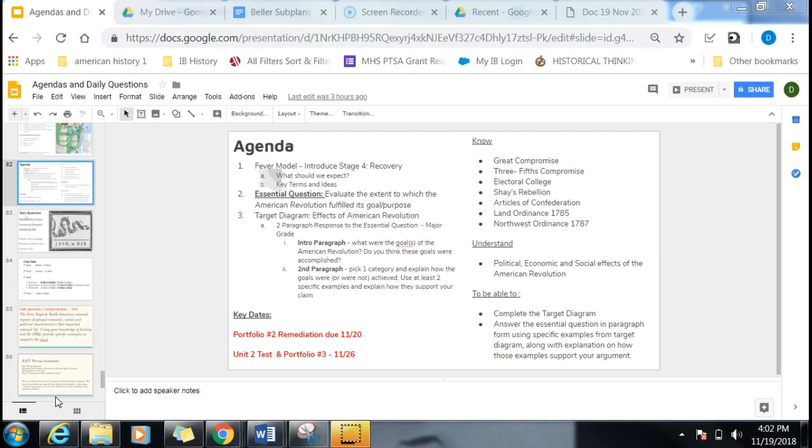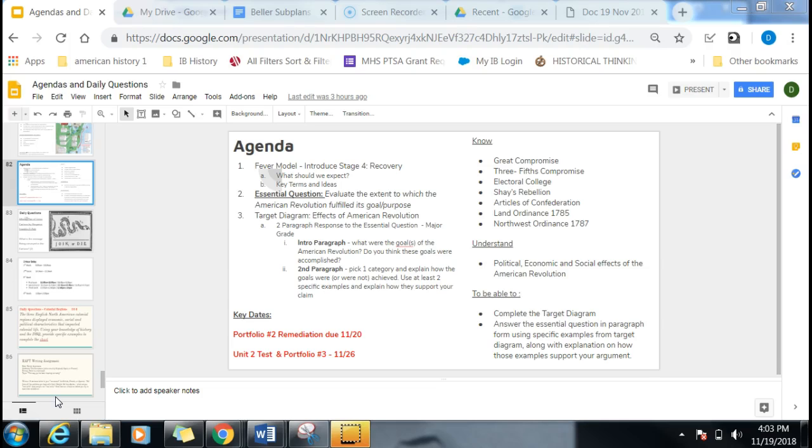And based off of those causes, what should we expect to see as far as changes go? Political changes, social changes, and economic changes. What should we expect to see? And then we should be able to compare that to what we actually see.